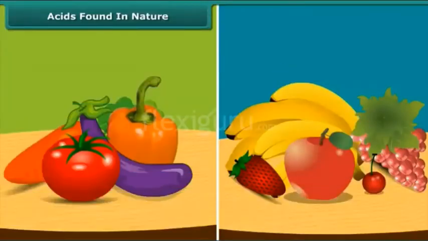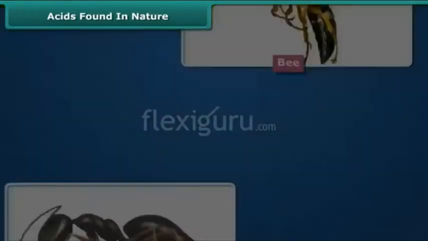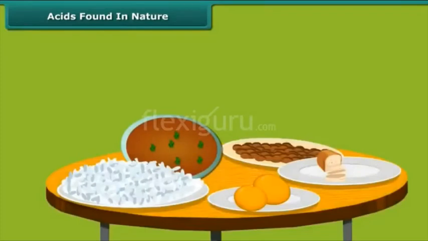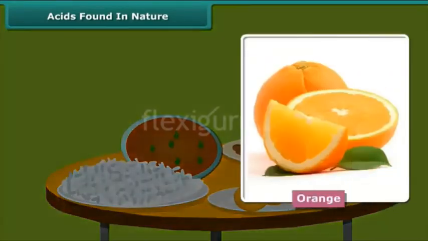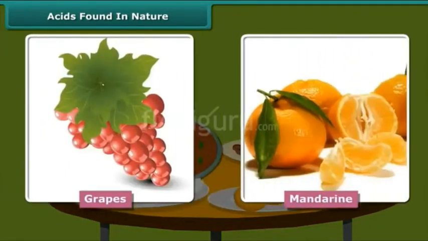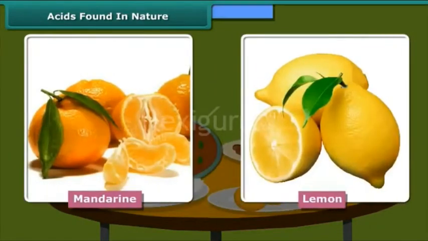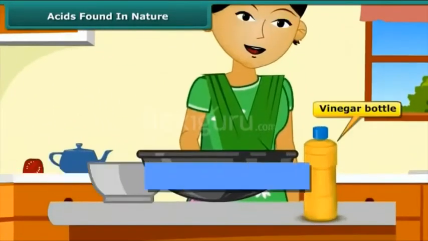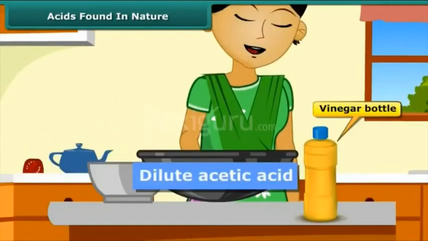Acid is found in natural substances like fruits and vegetables. Have you heard that the sting of an ant or a bee contains acid and causes a burning sensation? Different food items contain different acids. Citrus fruits like orange, grapes, mandarin, lemon, etc. contain citric acid. Vinegar found in our kitchen is dilute acetic acid.